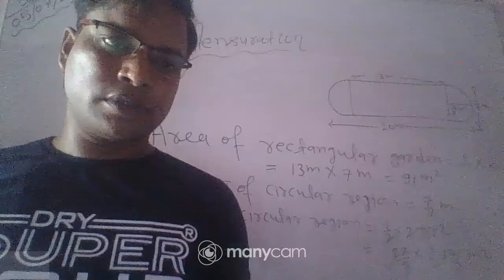Okay. Now we find the perimeter of the garden. So what is the perimeter of the garden? First, this is 13 plus 13 plus 2 pi r plus pi r.